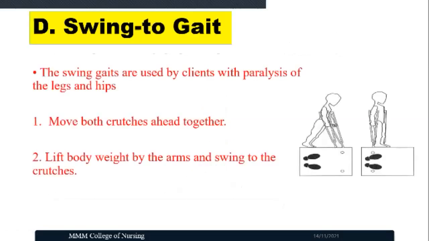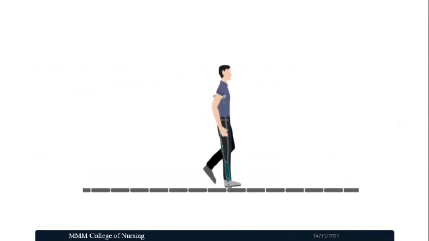Next is the swing-to gait. The swing gaits are used by clients with paralysis of the legs and the hip, where both crutches will be moved forward, then lift the body weight by the arms and swing to the level of the crutch. That is, you have to move the crutch forward, then bring your body weight to the level of the crutch. That is the swing-to gait. So just have a look at the swing-to gait. Here both crutches are brought forward, followed by the legs being brought to the level of the crutch. That is the swing-to gait.